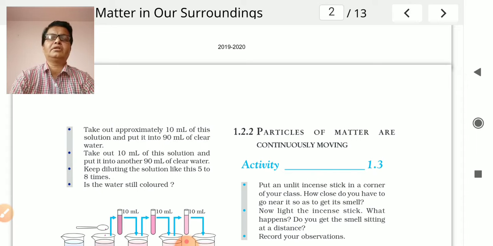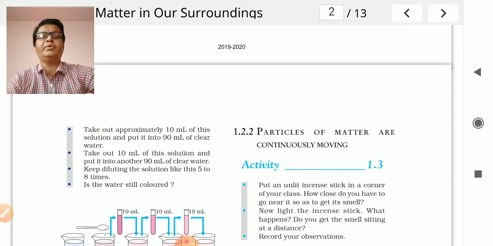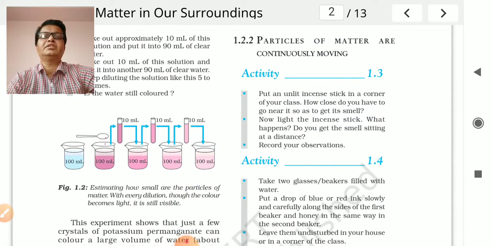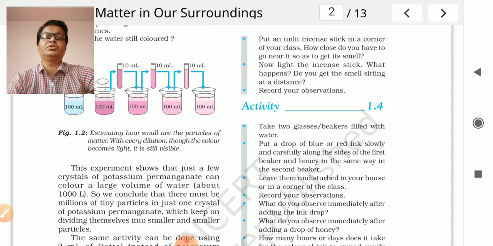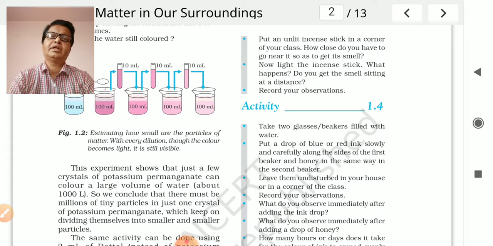Yes, that means the particles are so small. That is why even after dilution 5 or 8 times, they can still show the color. That means all the particles are very small in size. See the activity here. This experiment shows that just a few crystals of potassium permanganate can color a large volume of water, about 1000 liters. Two or three crystals can color 1000 liters of water.